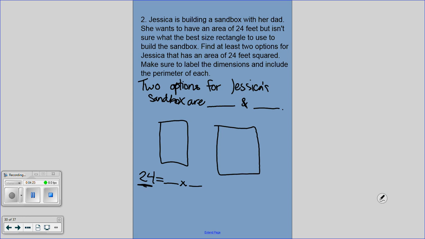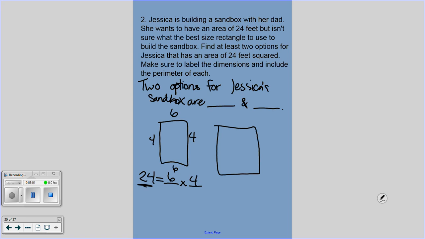Dylan? Six and 4. That'd be 5 and 1. 5 times 4 is 20. 1 times 4 is 4. 24. That works. So my dimensions might look like this. That gives me an area of 24.